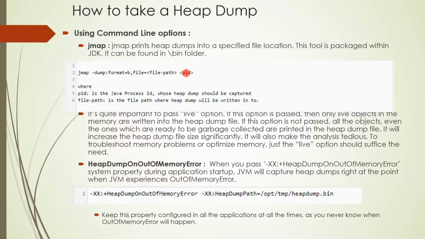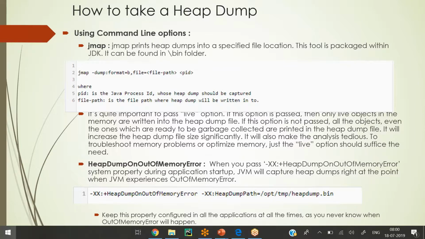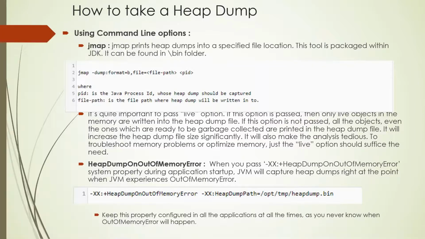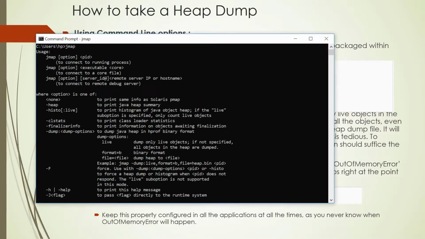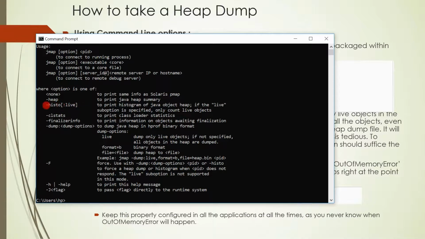So it is required that you pass this live option. How do you pass it? In the jmap command there is one more argument, which is called histo. Histo is nothing but histogram. When you use jmap, after the PID you add -histo, and in brackets you mention live. Let me show you how that option is. You just need to type jmap, and you will see this. Yeah, you can see over here histo:live. Once you have all this information, like your process ID and the path where you want to store your heap dump, you just need to append this to the command with -histo, and in brackets mention live, so it will only collect the live objects. So that is one thing.